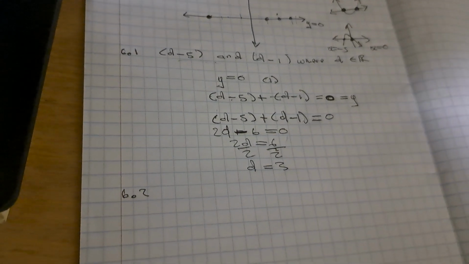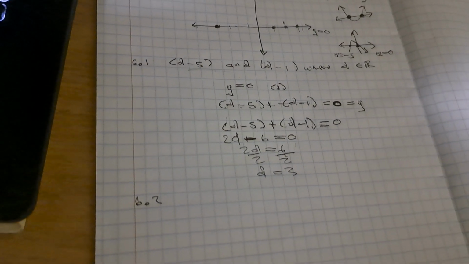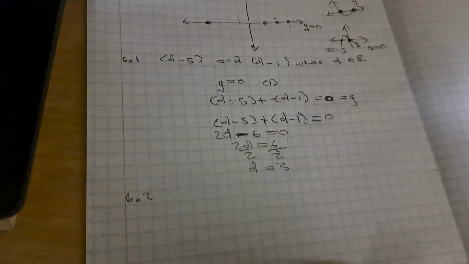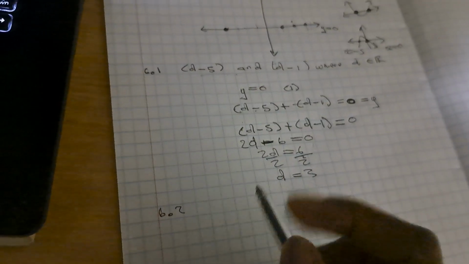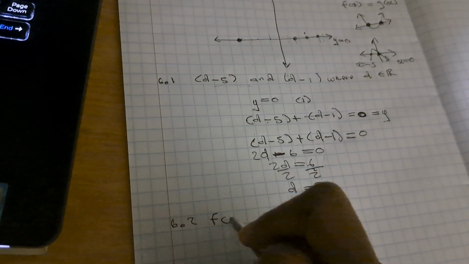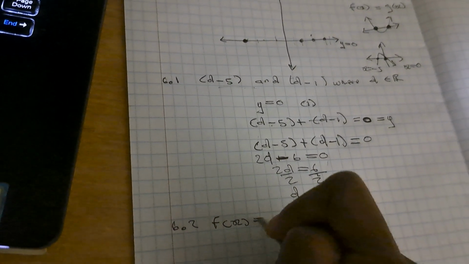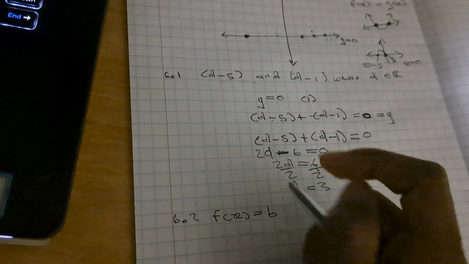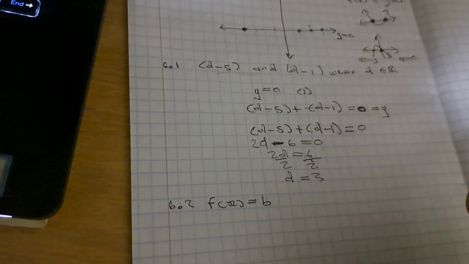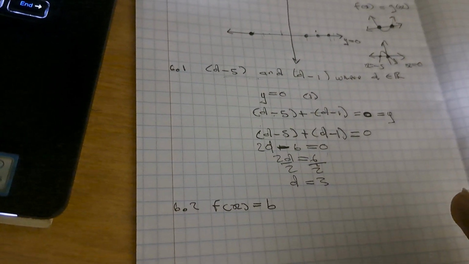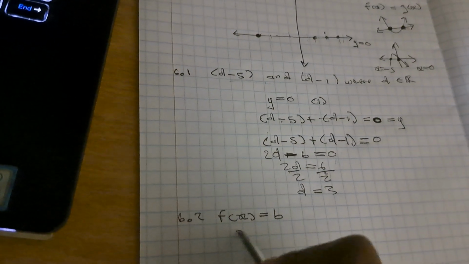And we have 6.2, which says determine the values of a and c if it is also given that f of 1 is equal to negative 9. So f of x is equal to this. This is the standard form. x is the input.